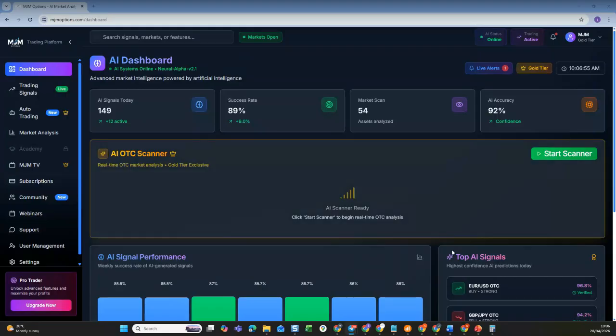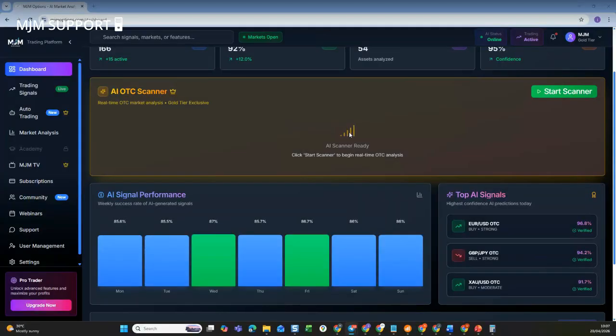This is the website, MJM AI, MJMoptions.com. If you are connected to the AI, you see 149 signals. 12 of them are active. Success rate is 89%. Market scan is 54. AI accuracy is 95. This is the ALC scanner. This is where we scan for signal. The moment you're unlocked, you see this scanner is active, so you can see it move.